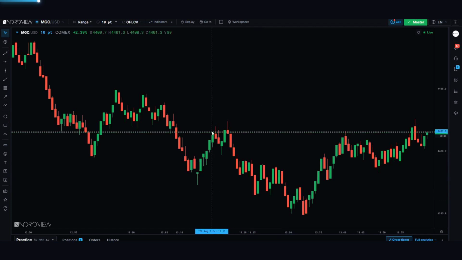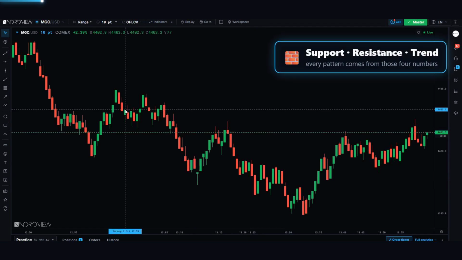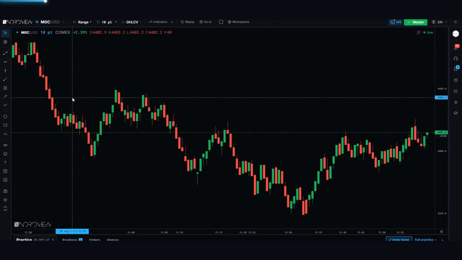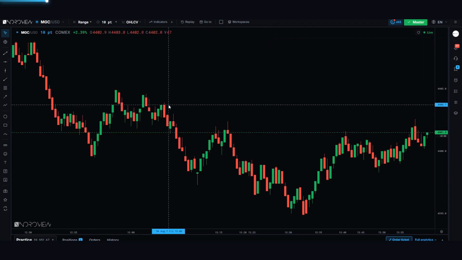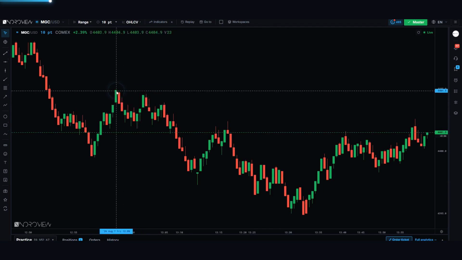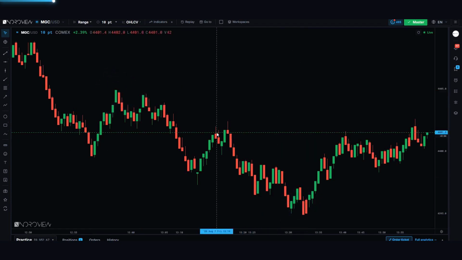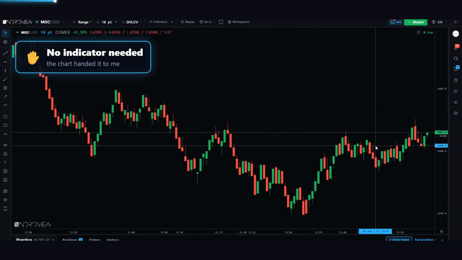And from those 4 numbers, traders have built an entire language: support, resistance, trend, ranges, breakouts, pin bars, engulfing candles, double tops. Every one of those patterns comes from where price opened, how far it stretched, and where it settled. Look along here and you can pick out a swing high, a swing low, and areas price keeps returning to. I didn't need a single indicator to see any of that. The chart just handed it to me.